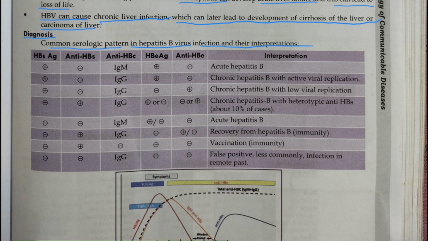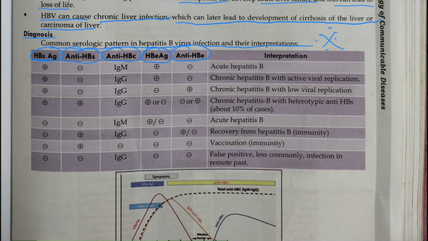This is the most important part and it's a little difficult to understand, so let's study this and make it simple. First, let's understand the serum markers. HBsAg is an antigen, anti-HBs is its antibody. Anti-HBc is the antibody to the HBc antigen. The HBc antigen cannot be seen in the serum, but the antibody to HBc can be seen. And HBe antigen and anti-HBe.